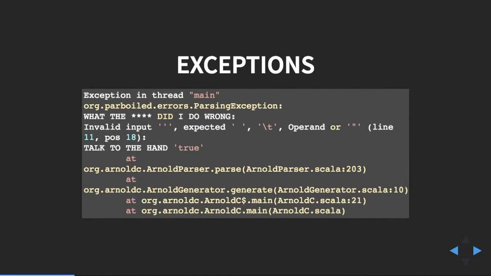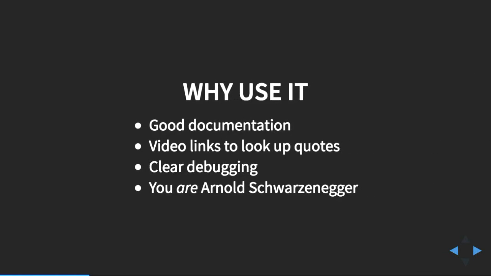It's interesting to see exceptions in this sort of regard. Essentially, it swears at you. It's been censored for the kids in the audience. So why might you use it? So it's got good documentation. If you need to look up quotes, you can. There's clear debugging. And you might use it because you actually are Arnold Schwarzenegger.